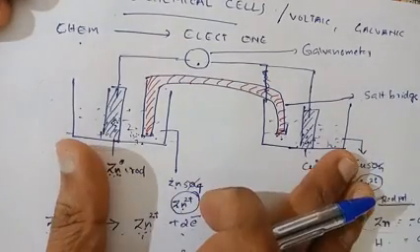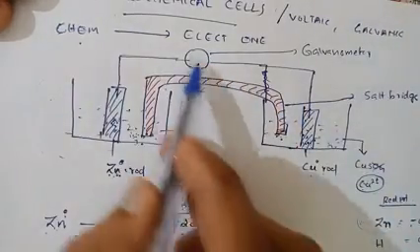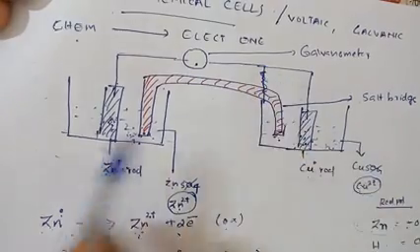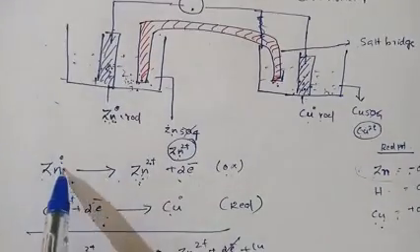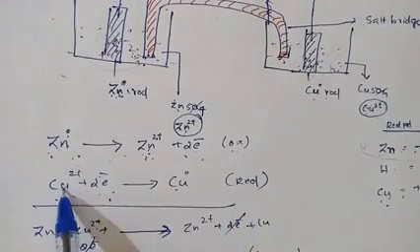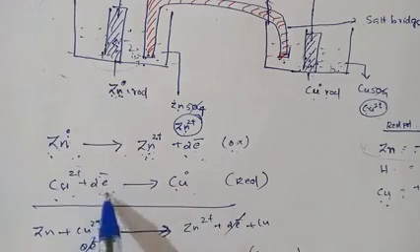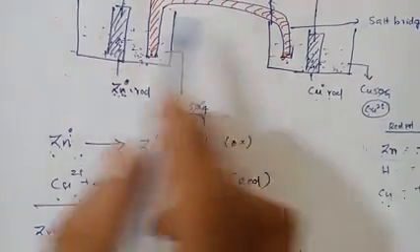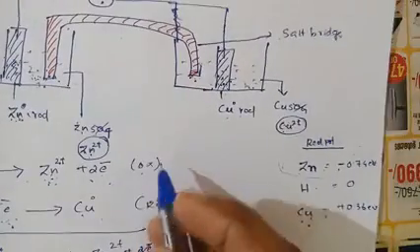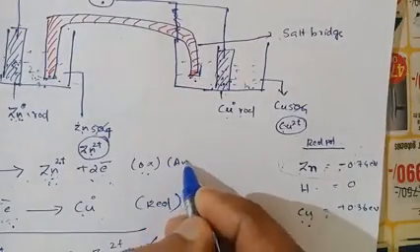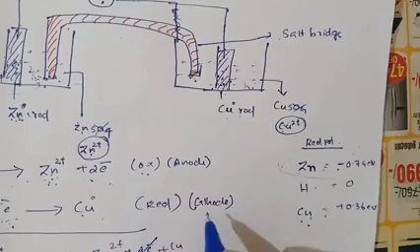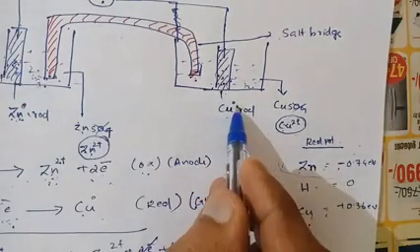So this is the cell, and two half cells are present. This is the oxidation half cell, and this one is the reduction half cell. In the oxidation half cell, zinc is present, so zinc is converting into Zn2+ plus 2 electrons. In the reduction half cell, Cu2+ is converting into Cu by accepting these 2 electrons. So the overall reaction in this cell is a redox reaction. The area where the oxidation takes place is called the anode, and where the reduction takes place is called the cathode. So this is the anode, and this one is the cathode.